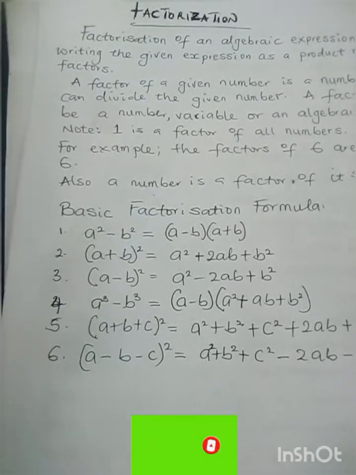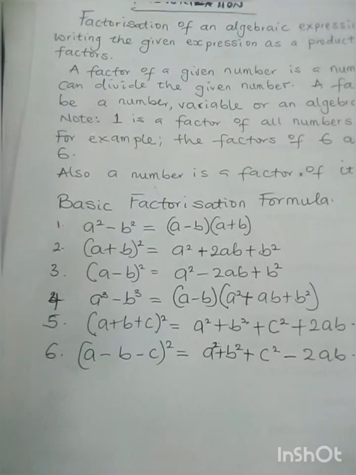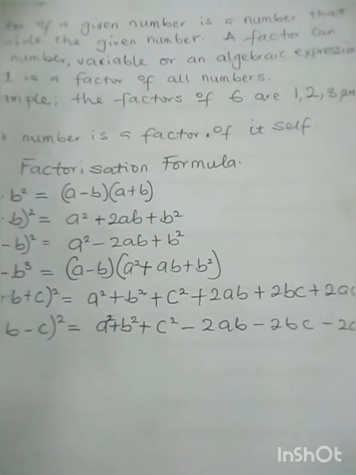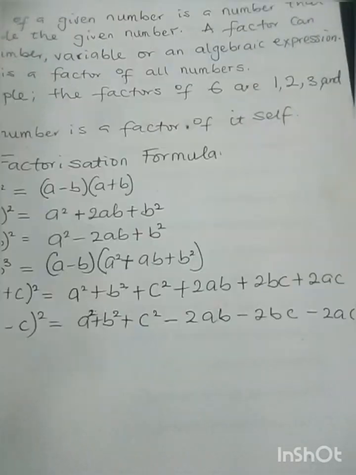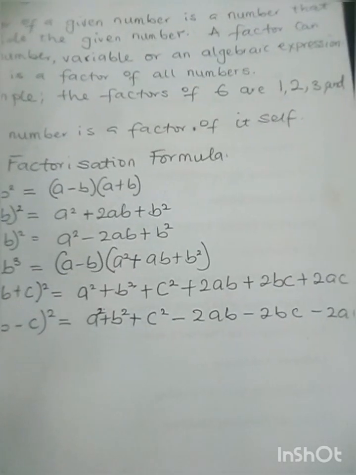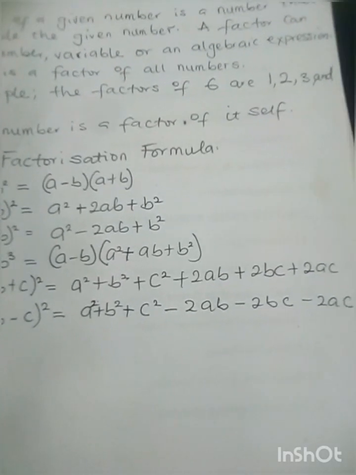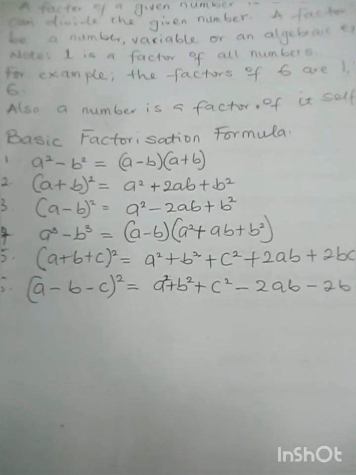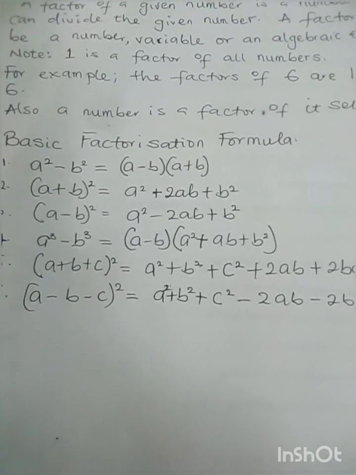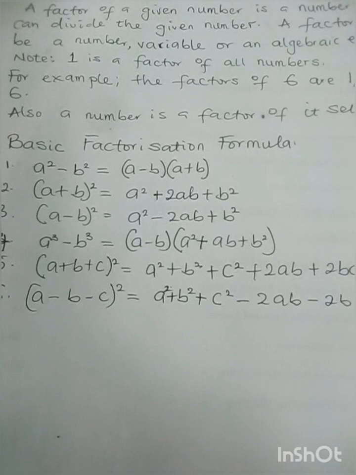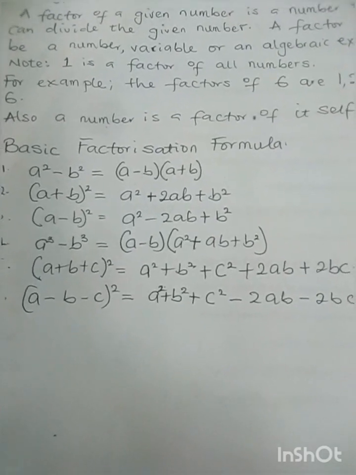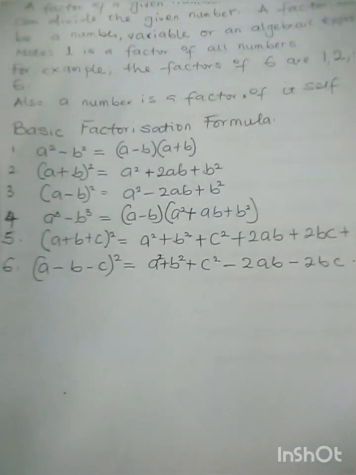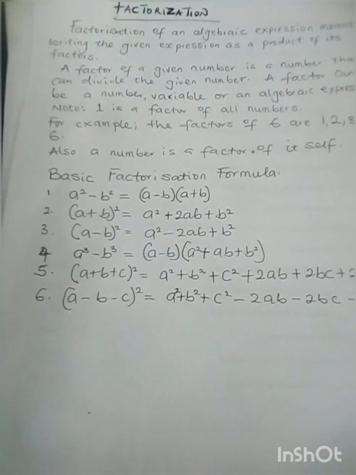Then we now have (a plus b plus c) all squared. (a plus b plus c) all squared will give you a squared plus b squared plus c squared plus 2ab plus 2bc plus 2ac. Then the last one, (a minus b minus c) all squared will give you a squared plus b squared plus c squared minus 2ab minus 2bc minus 2ac. These are the basic factorization formulas.